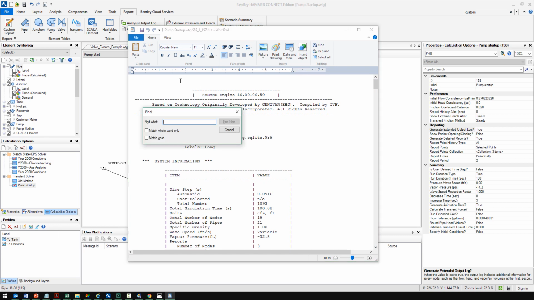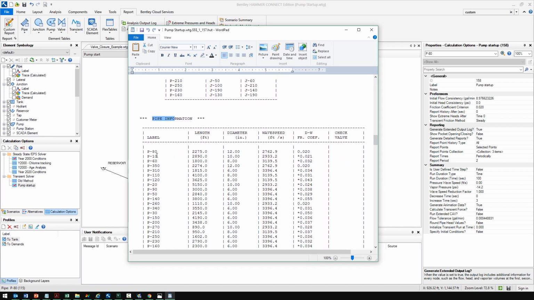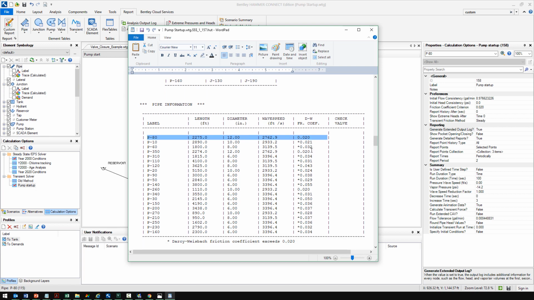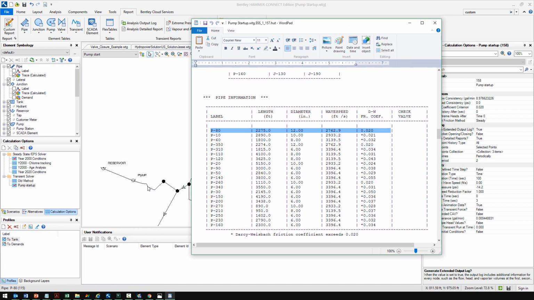And if you do a search here for pipe info, that'll bring you down to the right section, pipe information. So this shows you some basic information about what Hammer is using during the transient simulation for that pipe. So it has the length, the diameter, wave speed, and the Darcy-Weisbach friction factor. So you can see in most cases it looks pretty good here. So if you had a case like I was saying where maybe the flow was just a little bit above that flow tolerance, but the head loss was exactly 0 because the flow was 0, then you would see a 0.000 in this list, and that would tell you that you need to take some action there and fix it.